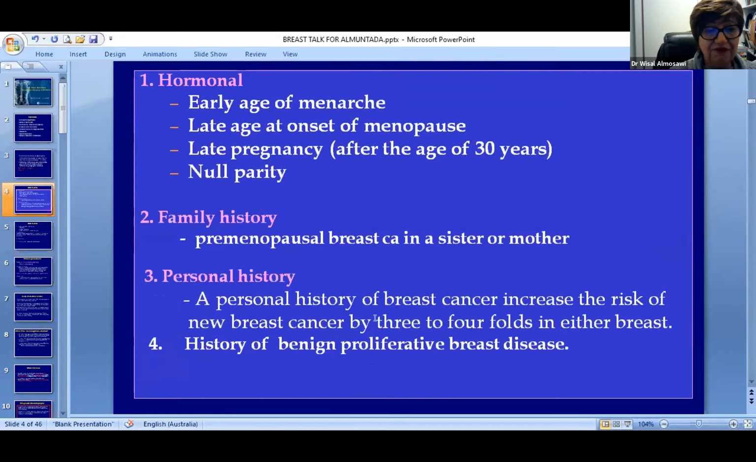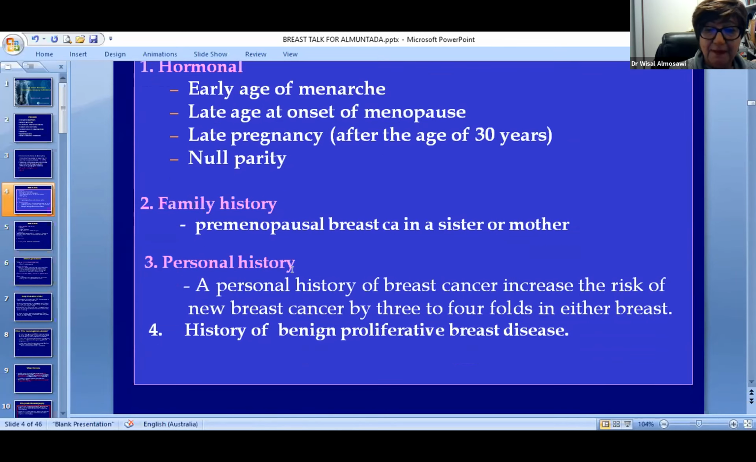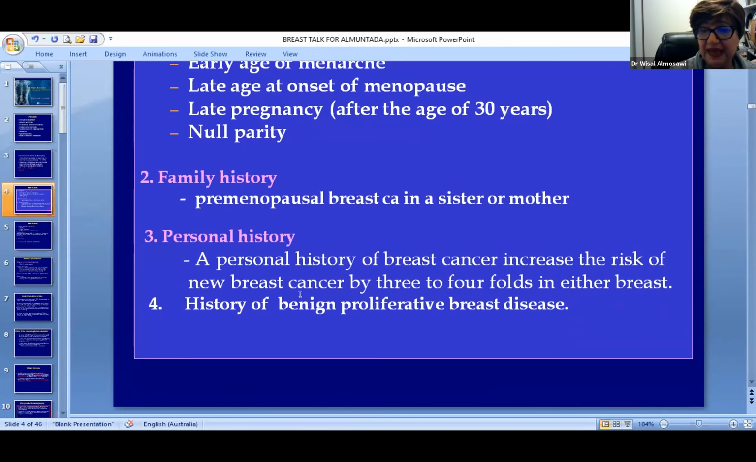We're all aware of family history, but the important point is if a patient has a mother who has been diagnosed with breast cancer over the age of 70, the risk is much less than if her mother was diagnosed with breast cancer at the age of 37. So even in family history, the age of the first degree relative when they're first diagnosed with breast cancer is important. Personal history: if somebody has had breast cancer once, they're at much higher risk of developing a second breast cancer, 3 to 4 fold, to develop another cancer in either breast, the same breast or the second breast. So previous history of cancer is very important.